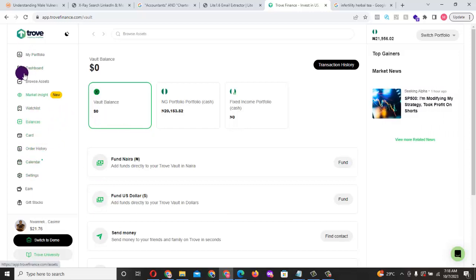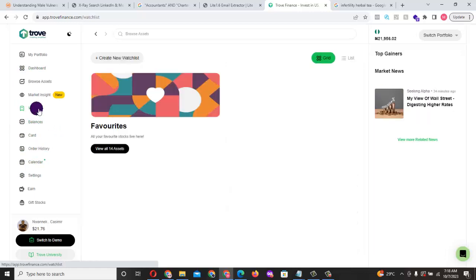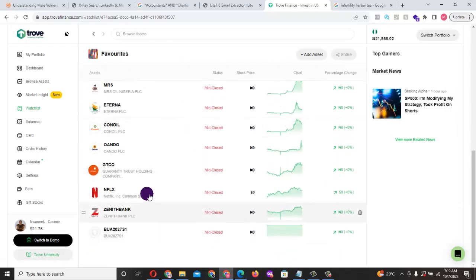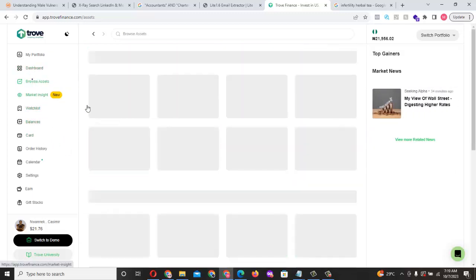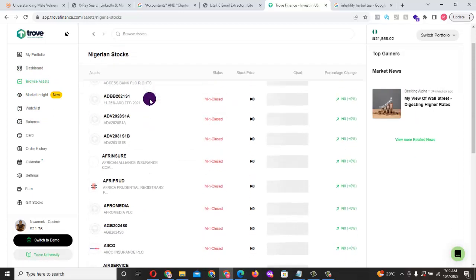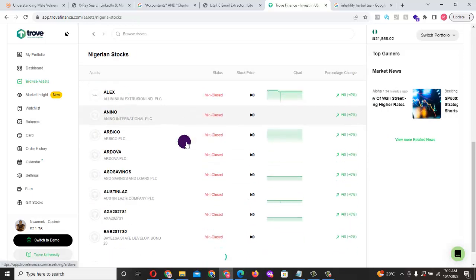You go ahead and check. You can go to your watch list if you have added some stocks. If you haven't, you can as well scroll down and see more other stocks on the platform. Let me go to browse assets. You see Nigerian stocks. You can see a lot of Nigerian stocks.